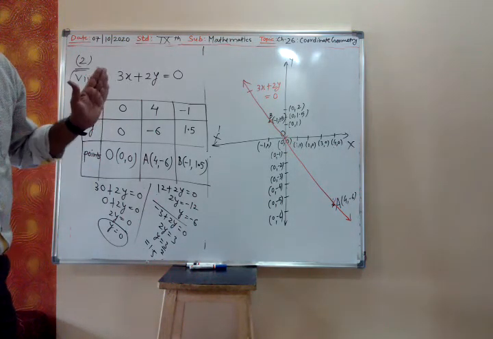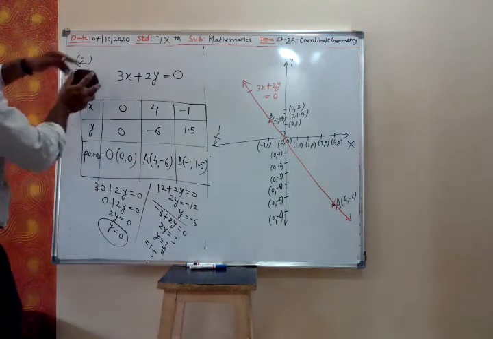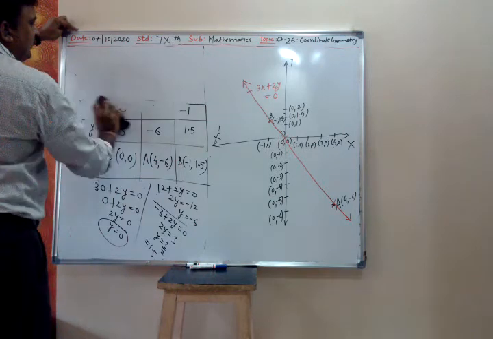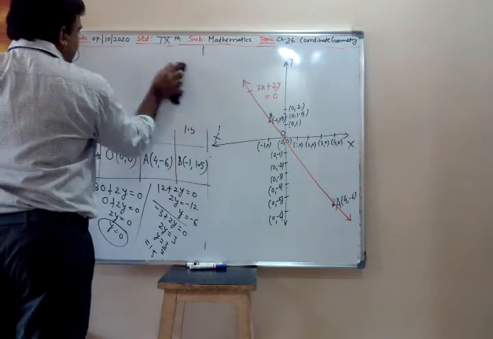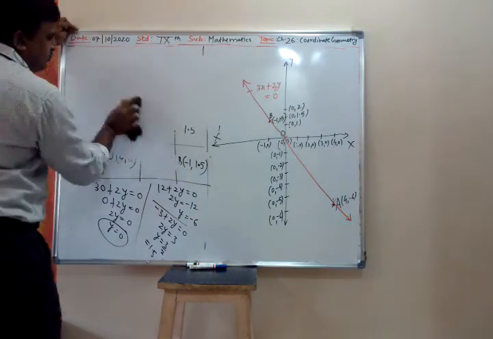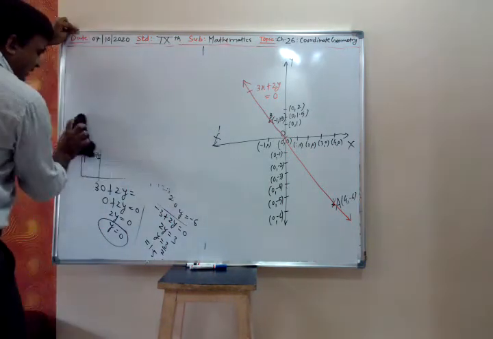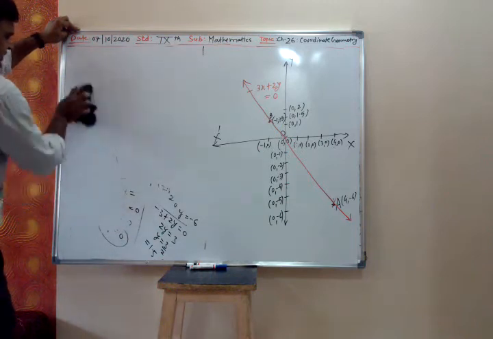No. Now you tell me which one I should do. See, x is equal to minus 2y. No, ninth one. x is equal to minus 2y, correct? You take 2y on the other side.